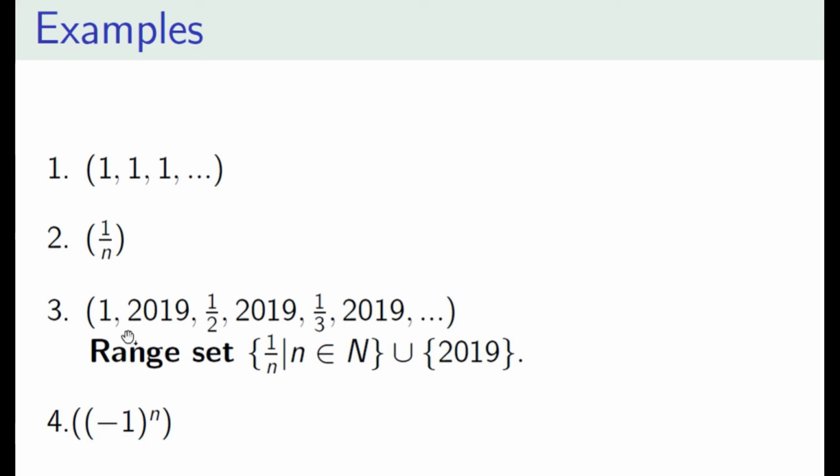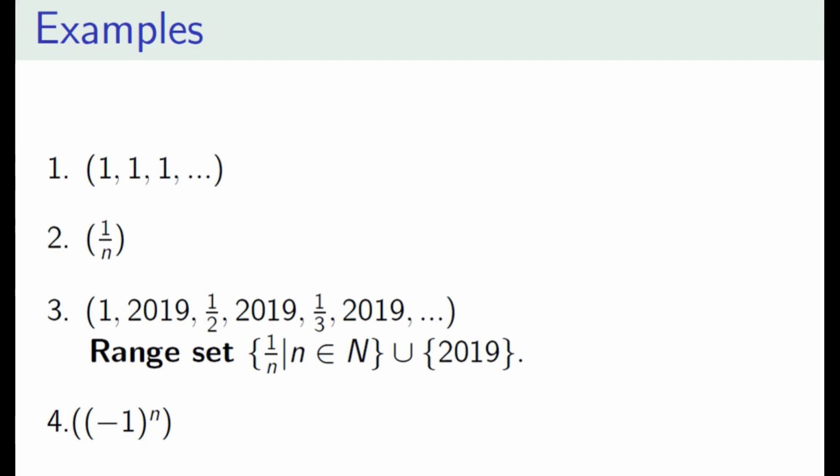So in the first example, the sequence had a limit but the range set did not have any limit point. In the second example, the sequence has a limit and the range set also has a limit point, and they both coincide. In the third example, the sequence is not convergent, it does not have a limit, but the range set has a limit point. In the fourth example, the sequence does not have a limit and the range set also doesn't have a limit point. These 4 examples are quite enough to understand the difference between them, and I think they are really going to clear all our confusions.